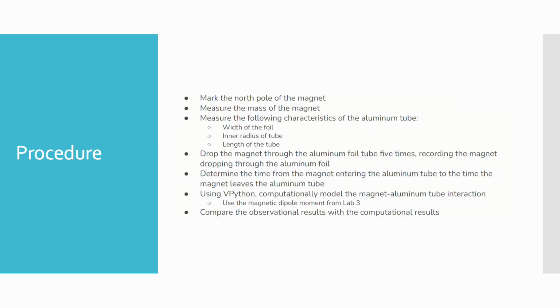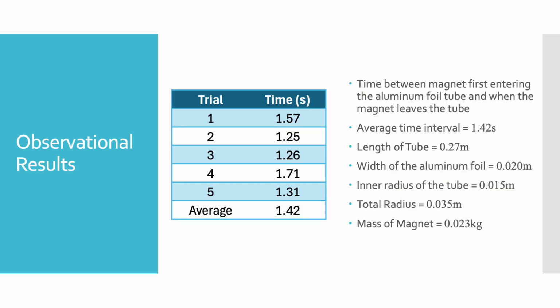The procedure for this lab was to mark the north pole of the magnet, measure the mass of the magnet, measure the characteristics of the aluminum tube, drop the magnet through the aluminum tube 5 times, and determine the time from the magnet entering the aluminum tube to the time the magnet leaves the aluminum tube. Then, using Python, computationally model the magnet-tube interaction, and then compare the observed results with computational results.